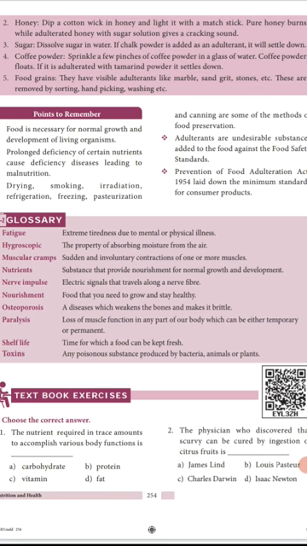How do we detect food adulteration at home? Tips are also given in our book.